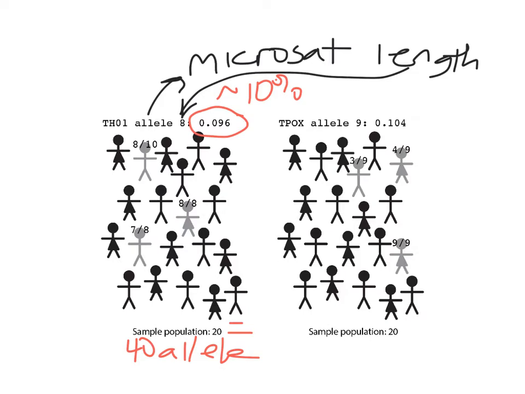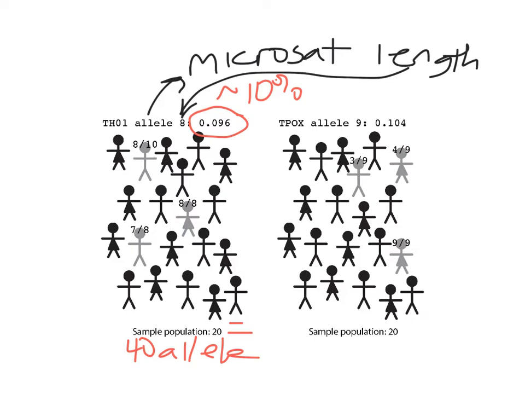This allele 8 is 10% of the total number of alleles. So if we've got 40 alleles, what's 10% of that? 4. It means if you look at 40 people, you should see 4 allele 8s in any combination in any of the people. So sometimes you'll find these gray individuals are the ones that have allele 8. Sometimes you'll find heterozygotes where one of the 2 alleles is 8 and the other one's something else. Sometimes you'll see a homozygote where both of their alleles are 8.